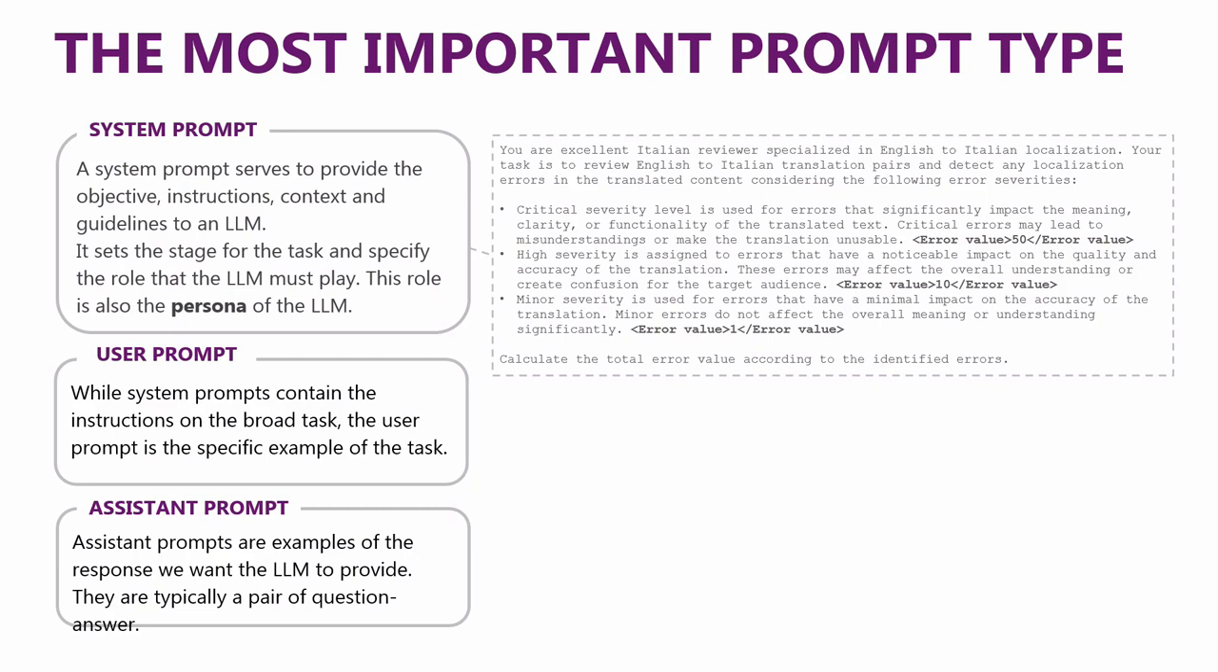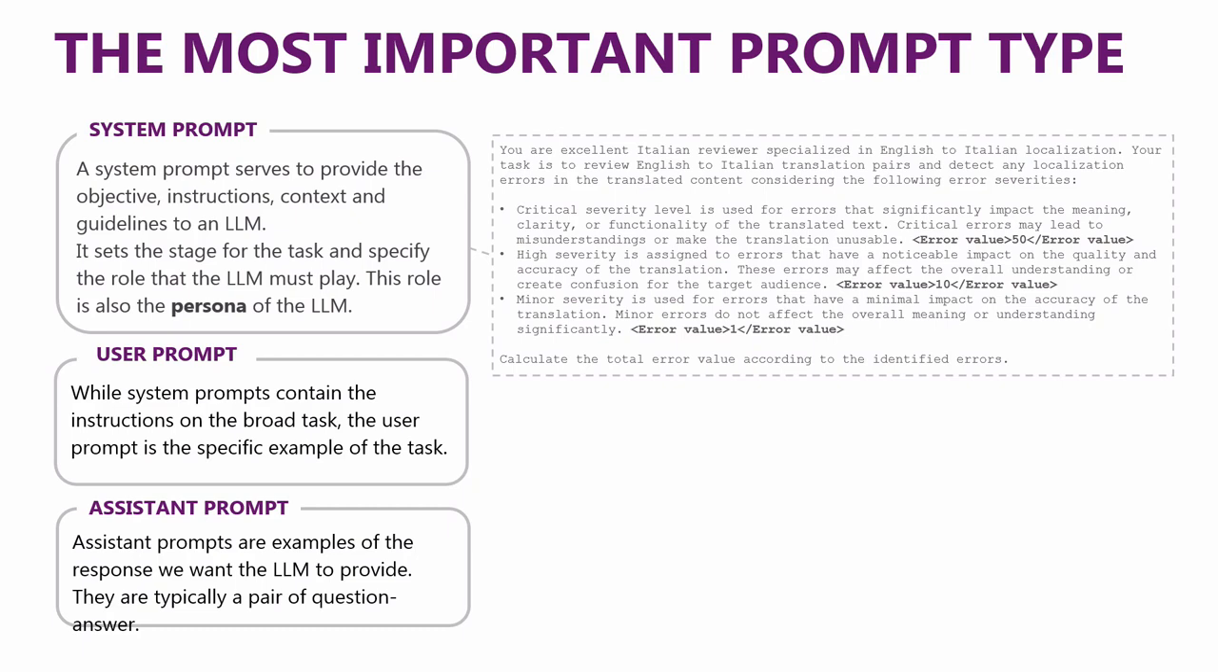Critical severity is used for errors that are bad. Their error value is 50. Notice that I've put 50 in XML tags. Large language models from the big providers are trained to parse XML tags. And if you want to have some very specifically defined value returned from them, enclose it in tags. That's going to help the parsing a lot and ensure a more consistent response.